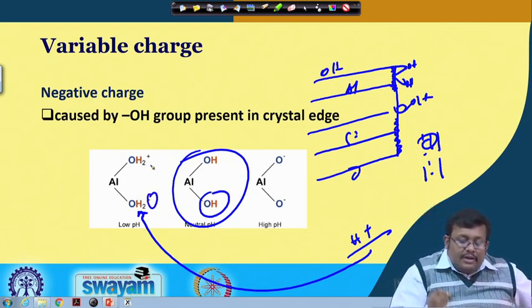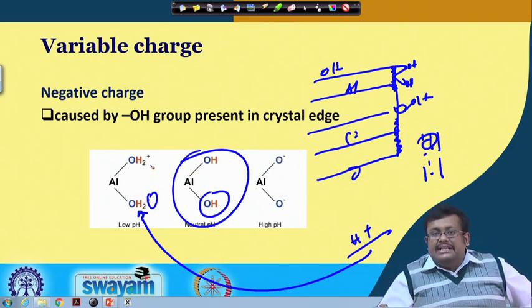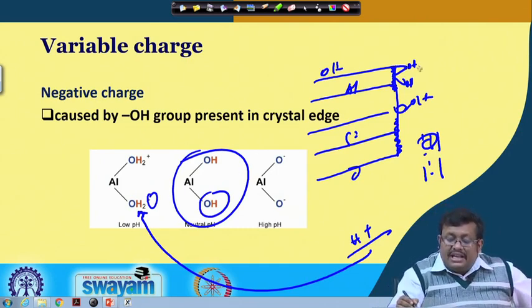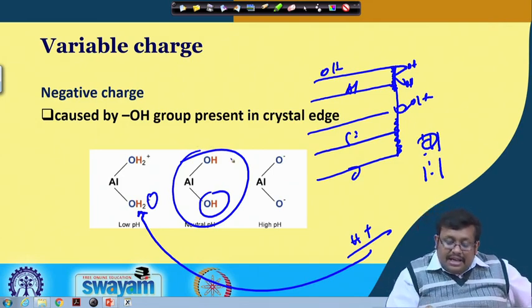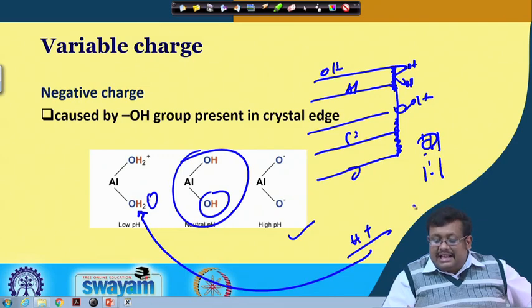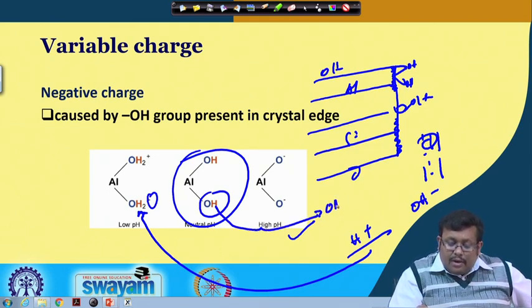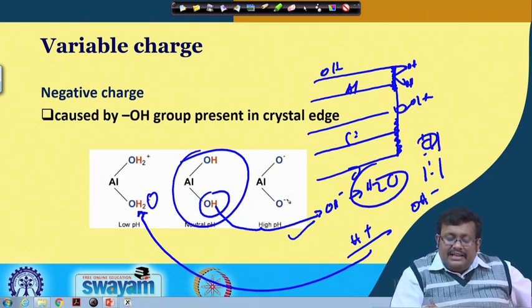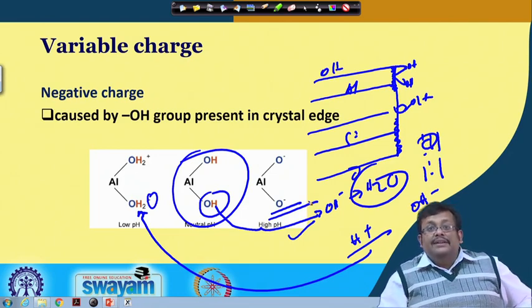And so, you can see that in acidic condition, these 1:1 type of clay, or the edges of the 1:1 type of clay, can produce the positive charge. However, in case of high pH condition, that means in alkaline condition, there will be dominance of OH minus, and this H will react with OH minus to produce H2O, ultimately leaving this O minus. So, they are ultimately creating negative charge.